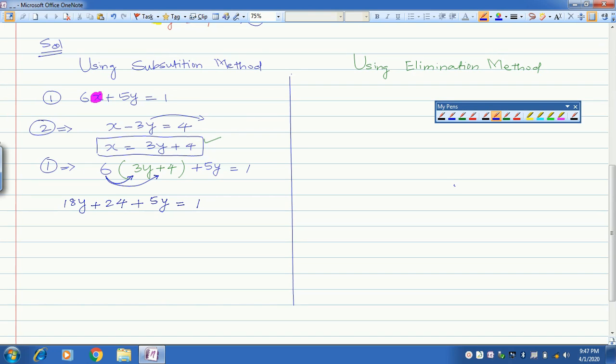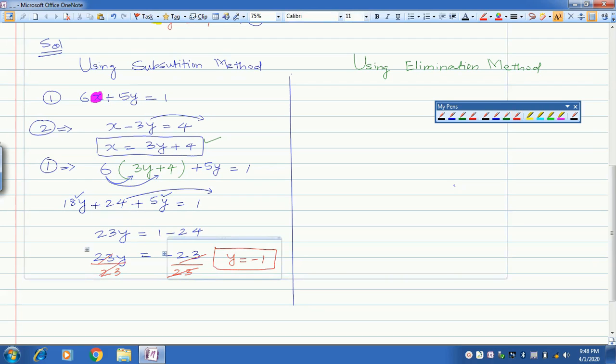Now if you bring that to the other side, what happens? This value becomes minus. So add this and this: 18 plus 5, you will get 23y is equal to 1 minus 24, which is equal to minus 23. Divide by 23 on both sides. 23 over 23 gets cancelled. So I got y is equal to minus 1.